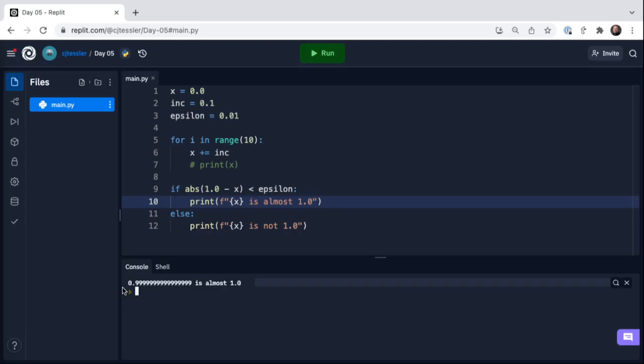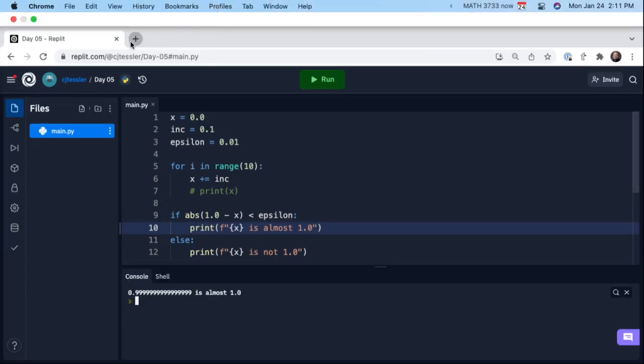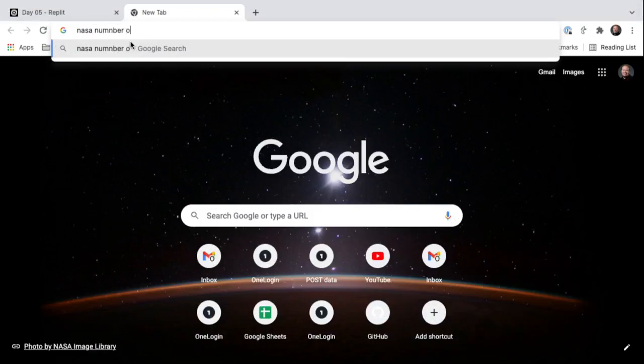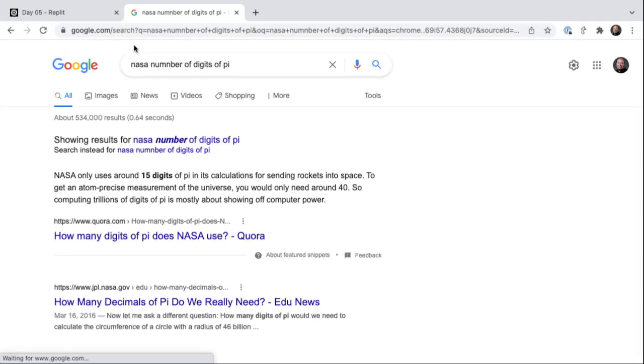By the way, I saw this a few years ago, I have to find the article again. It was, here, let me see, NASA number of digits of pi. You would think NASA would need a lot of precision when it comes to their computations, but NASA only really needs to round 15 digits of pi for all of their computations in the universe. So if you have 15 digits of pi memorized, hey, you're better than NASA.